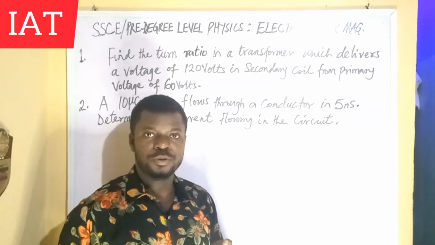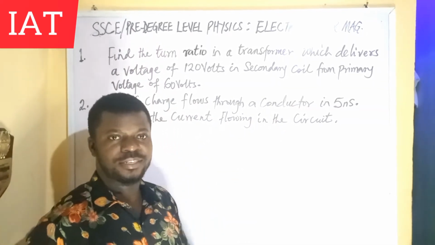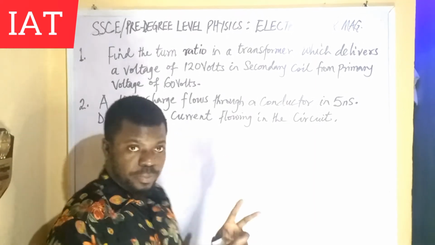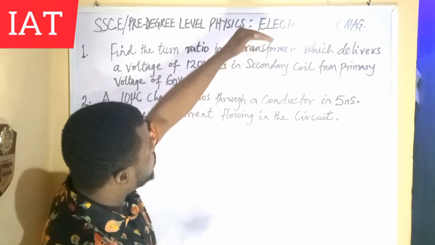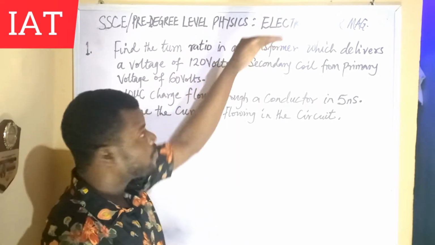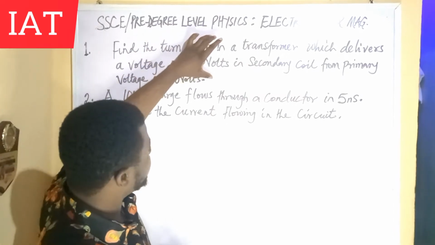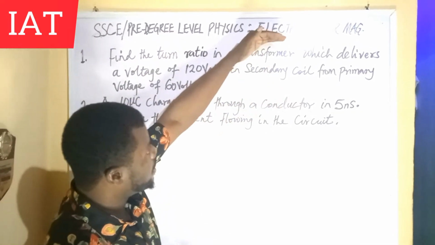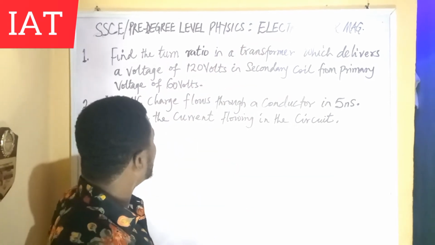Okay, welcome to Instructor Allison Online Tutorials. In this video, we are going to solve two problems. One is under electricity and the other is going to come from magnetism. The first one is going to come from magnetism and then the second one is under electricity. But they are together. All right.